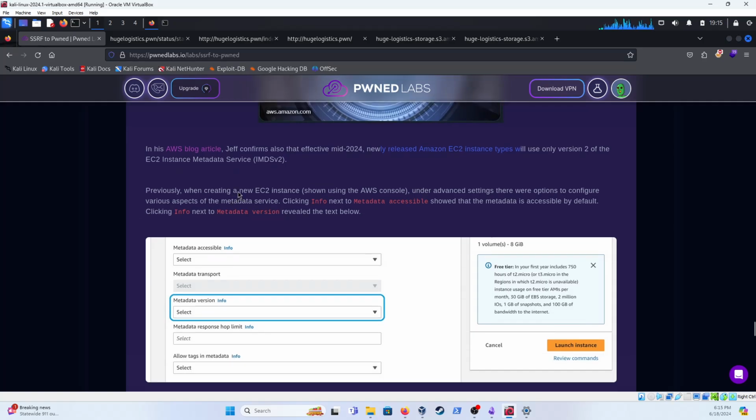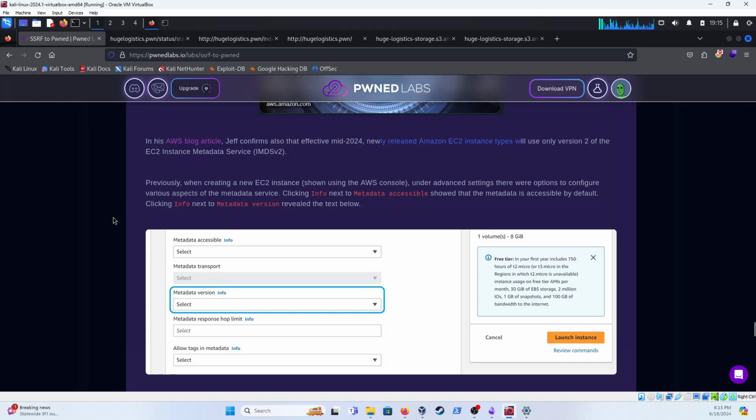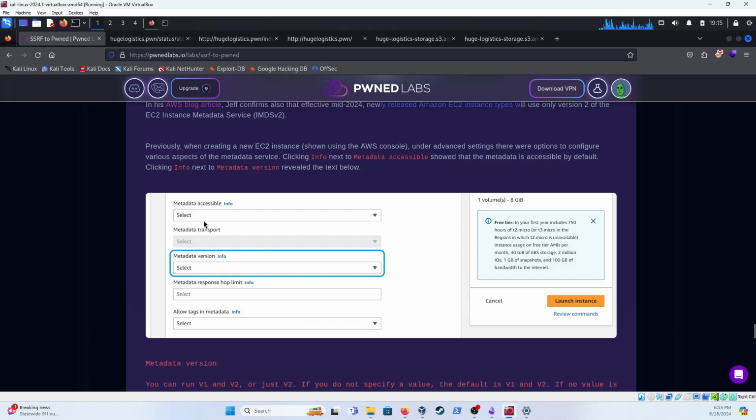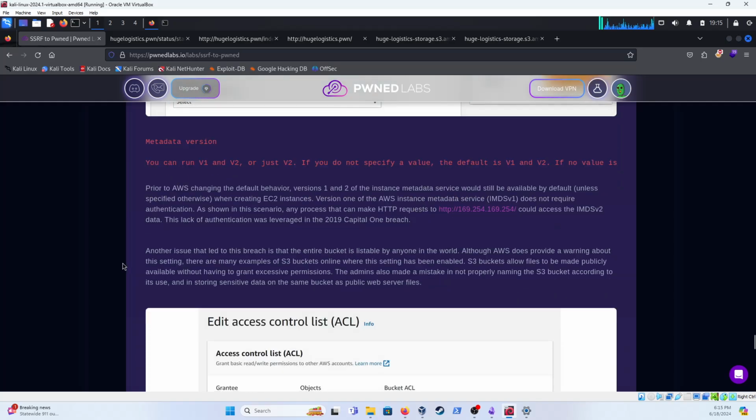Previously, when creating a new EC2 instance using the AWS console, under advanced settings, there were options to configure various aspects of the metadata service. So looking over here under the advanced settings of creating an EC2 instance in AWS, clicking info next to metadata accessible showed that the metadata is accessible by default. Clicking info next to metadata version revealed the text below, right? So prior to AWS changing the default behavior, versions 1 and 2 of the instance metadata service would still be available by default when creating EC2 instances.